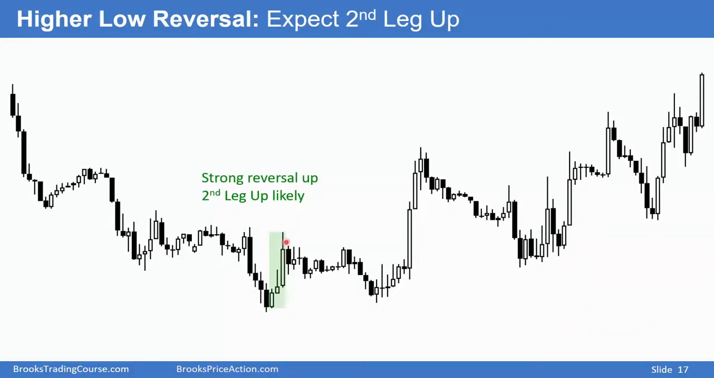Strong reversal up, wedge, 1, 2, 3. We've sold off strongly and reversed up just as strongly. Odds are we're going to get at least a small second leg sideways to up. Maybe a sideways leg here, pull back, maybe a second leg up here.